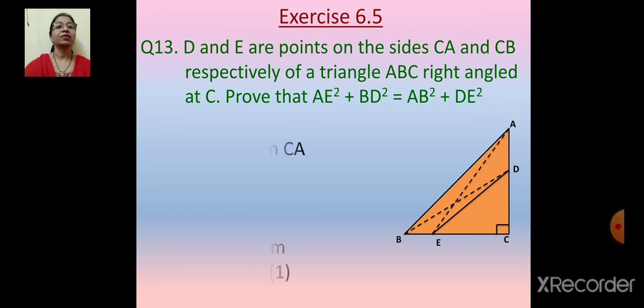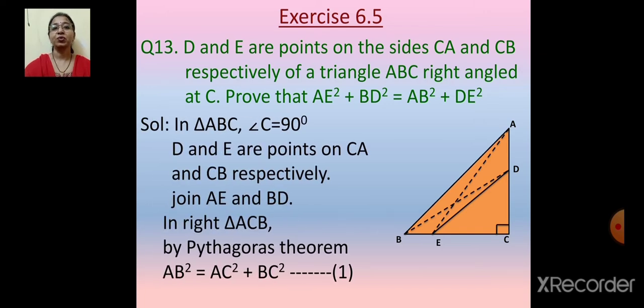So whatever is given, let us write once again. In triangle ABC, angle C is 90 degree. D and E are points on CA and CB respectively. So join AE and BD, right? See, in the required expression we need this AE and BD. So let us join them.